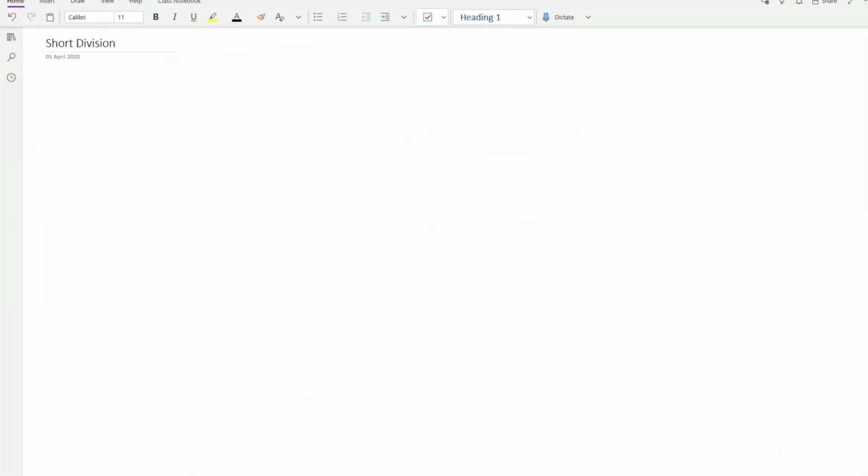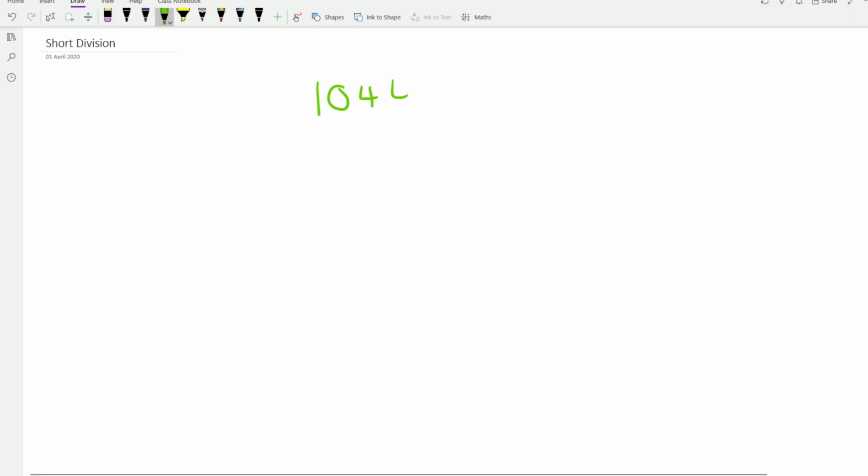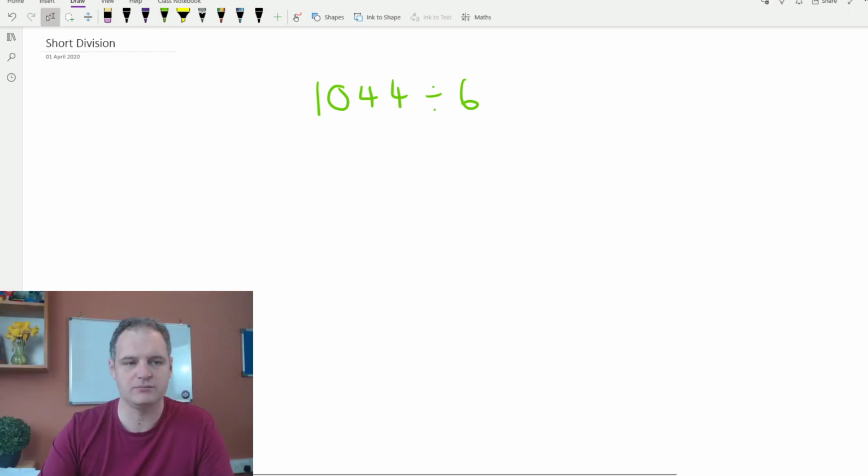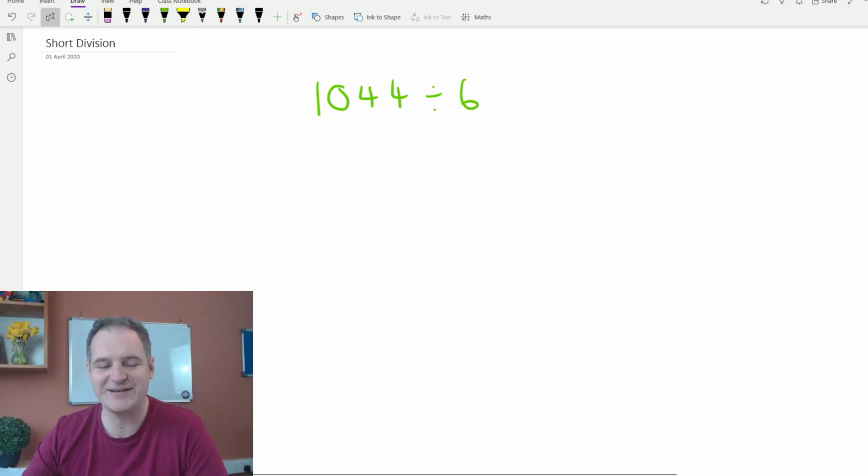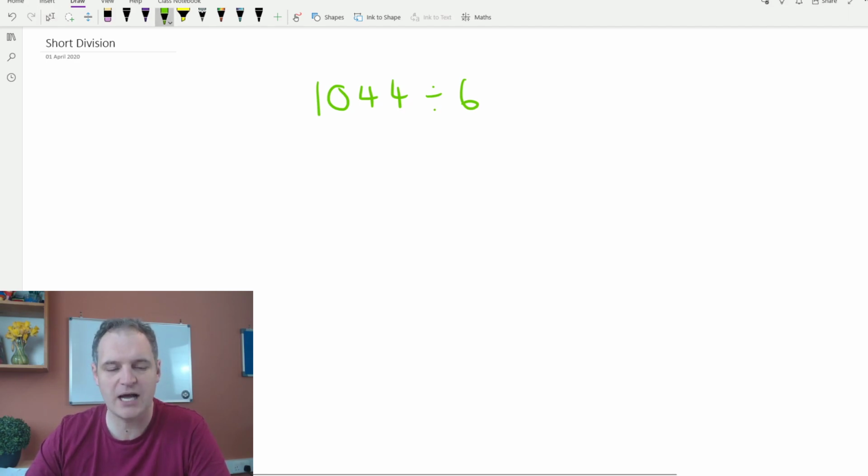Hello! I'm back. So we have got my special screen for writing, and we want to do 1044 divided by 6. And in order to do that, we are going to create a bus stop.